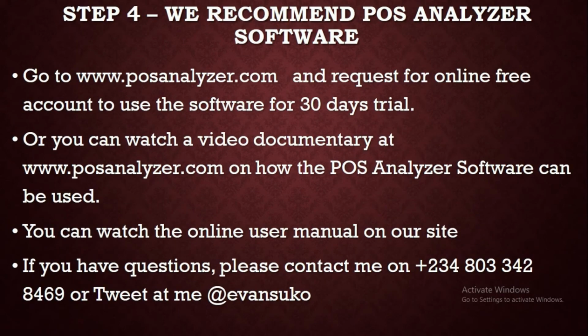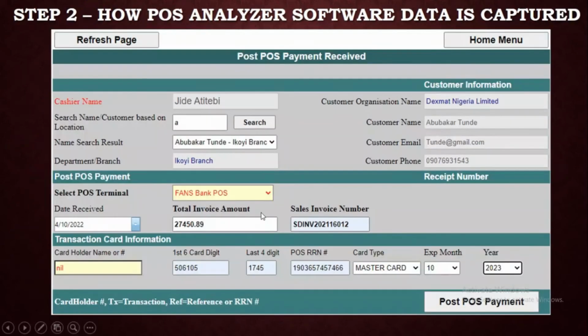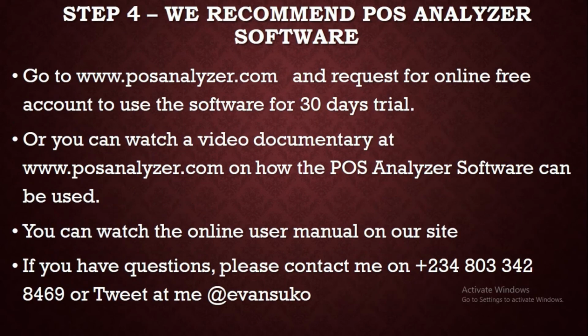So the fourth step, what the business needs to do, we recommend to you a POS Software Analyzer. This software will enable you to just capture this information, print from the bank, and our system, the analyzer, will tell you all the transactions that are not credited to your account. So you don't need to think about it. I'm going to show you in the next demo how that is done. It's seamless, okay?